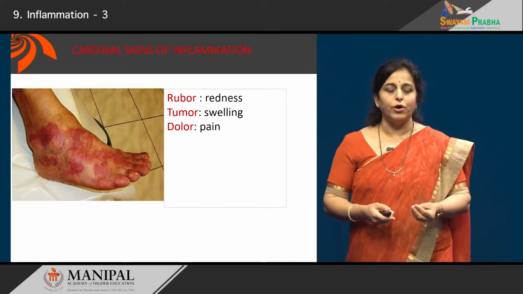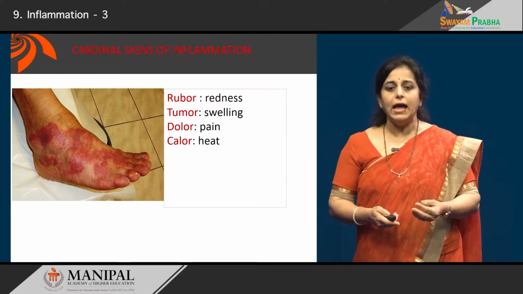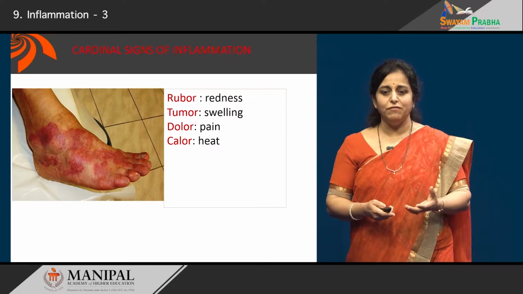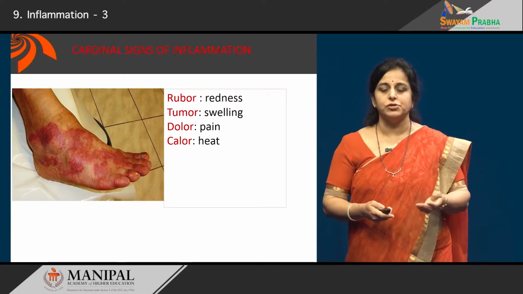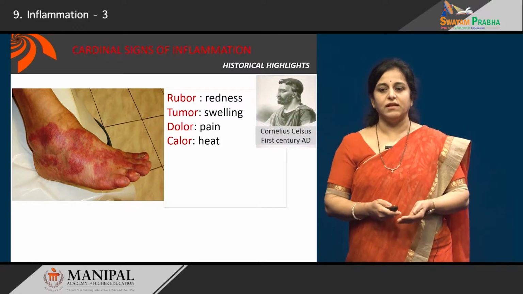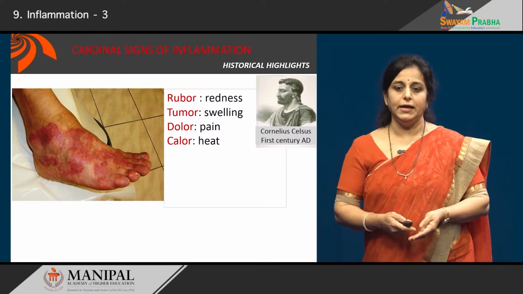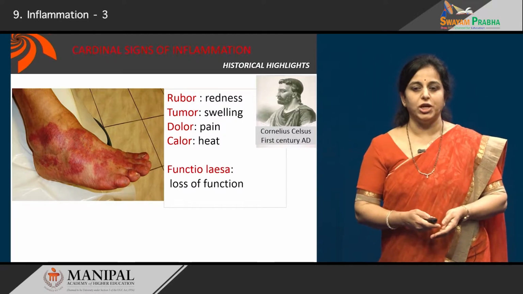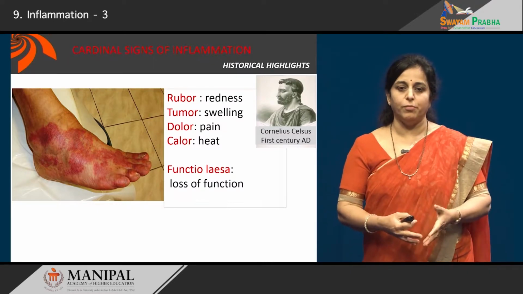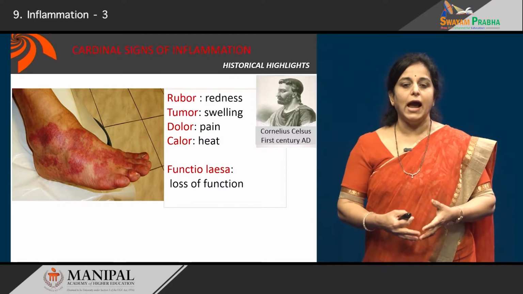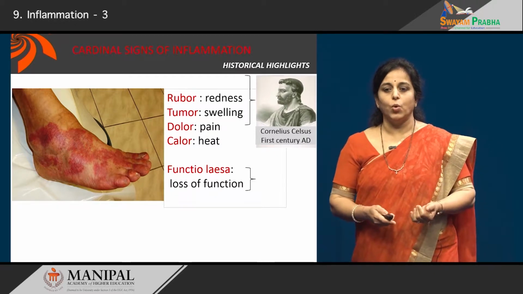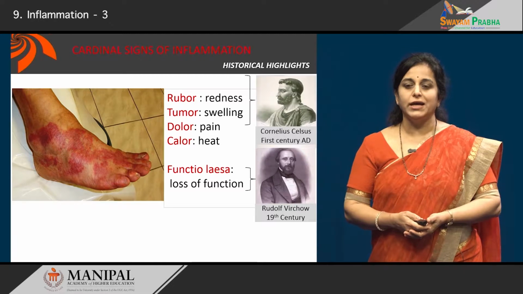Dolor is when the part of the body will be extremely painful. Calor, if you feel the part of the body that is inflamed, it has a higher temperature than the rest of the body. These 4 signs were described by Cornelius Celsus as early as the 1st century AD. The 5th sign that was added much later is called functio laesa or loss of function. When you have inflammation of a part of the body, you obviously cannot move it and it does not function like normal. So, that is called functio laesa or loss of function, which was described by Rudolf Virchow in the 19th century.